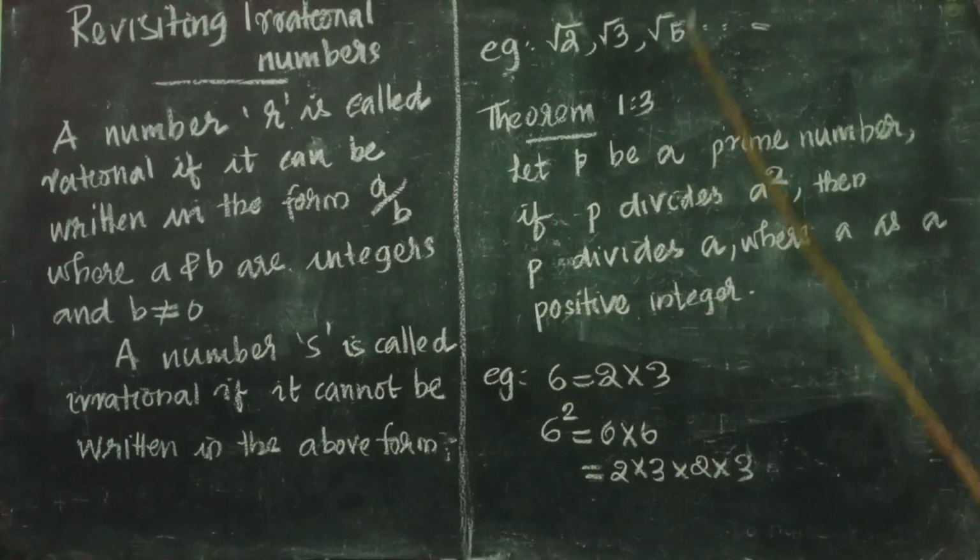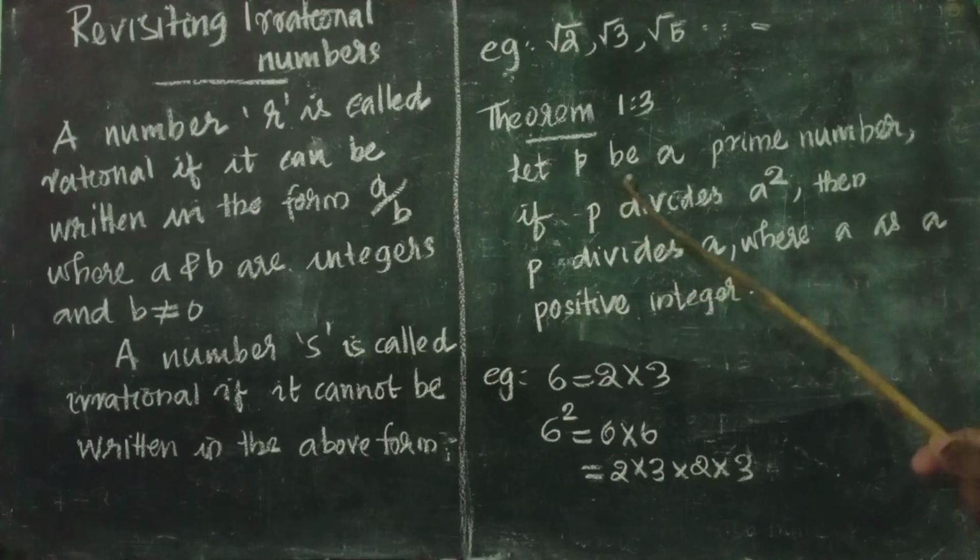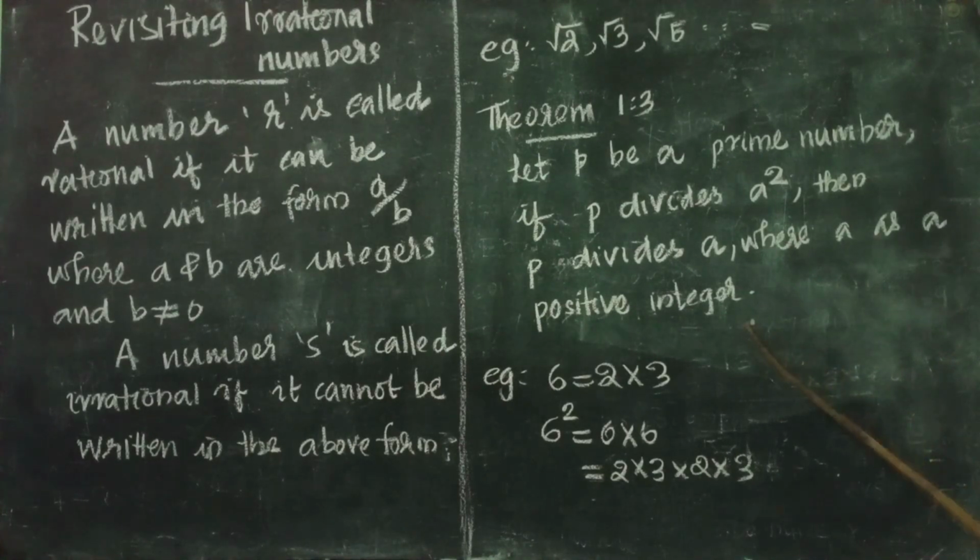So we are going to prove root 2 is irrational. In this section, we are using the fundamental theorem of arithmetic. One more theorem here we are going to refer, that is, let p be any prime number. If p divides a square, then p divides a, where a is a positive integer. That means if p is a factor of a square, then p is a factor of a also. Let us discuss it with the help of one example. You see 6 square. If 2 is a factor of 6 square, then 2 is a factor of 6 also.